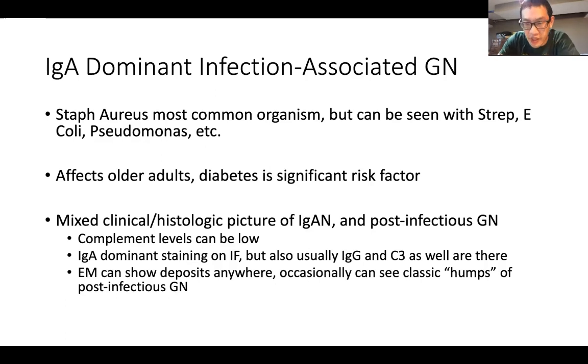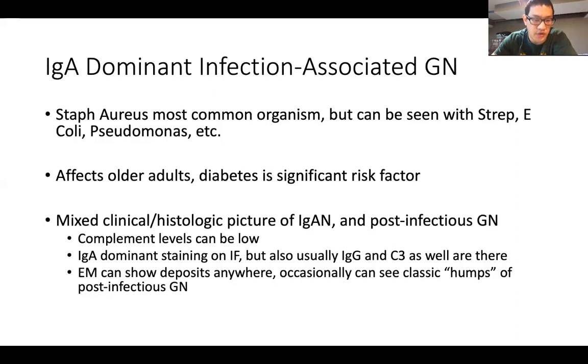Oh, why was cryo checked? Well, cryos can sometimes actually be elevated in patients who have post-infectious GN because the antigen antibody complexes, as they precipitate, can oftentimes cause a cryoglobulinemia as well. So that's why it was checked in this patient. So it's a hybrid between IgA and post-infectious.